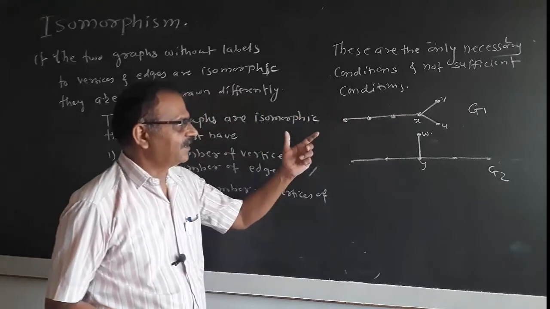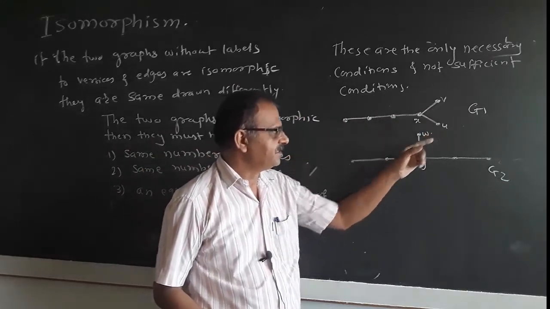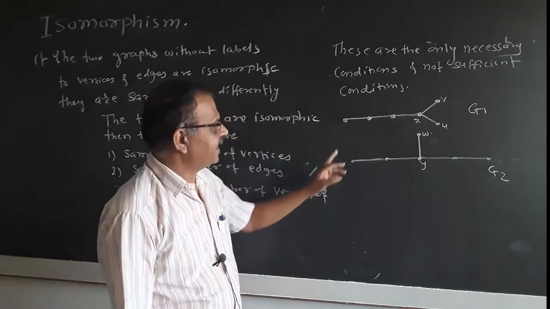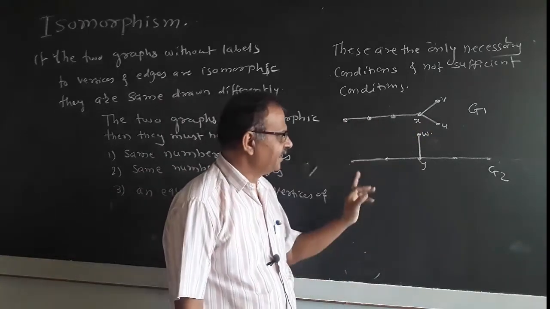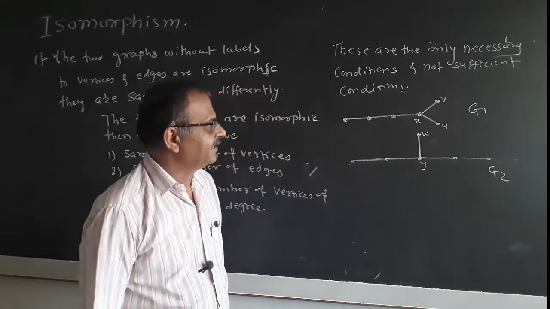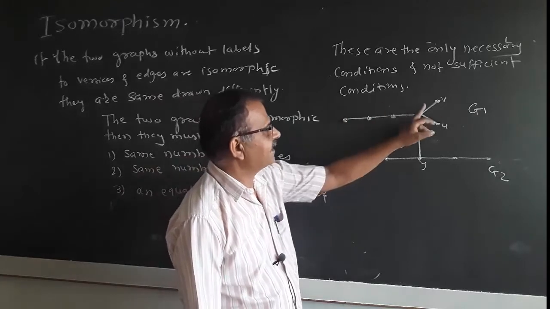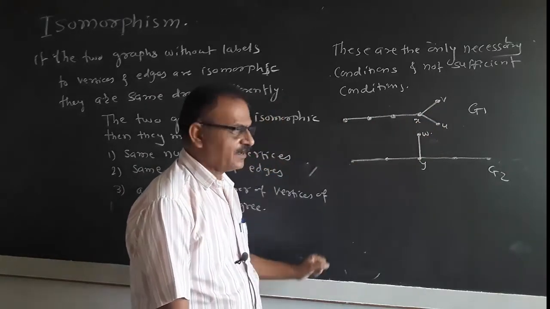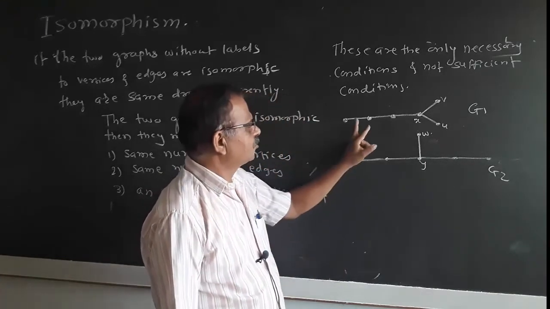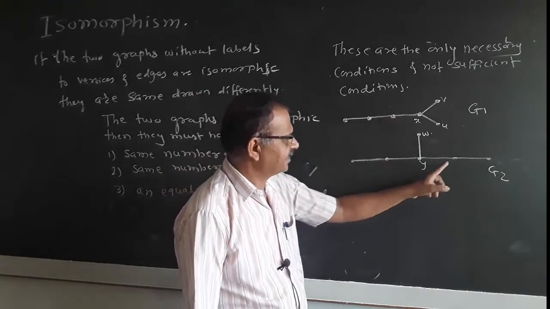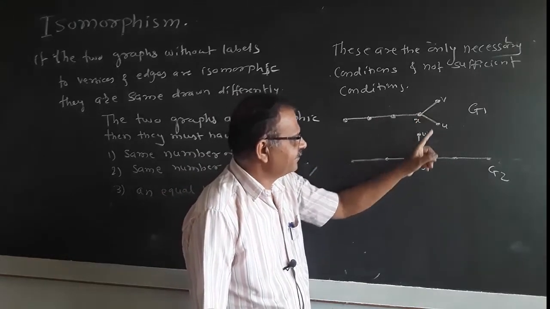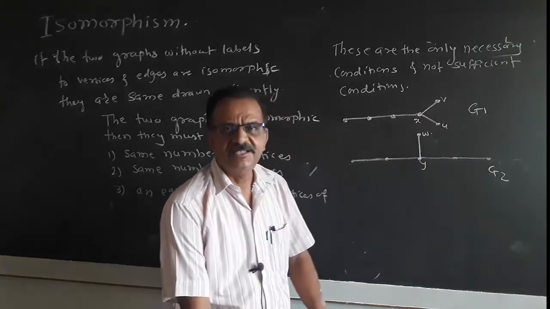Graph G1 has 6 vertices, 1, 2, 3, 4, 5, 6. Graph G2 also has 6 vertices. Graph G1 has 5 edges. Graph G2 also has 5 edges. Graph G1 has 3 vertices of degree 1, and G2 also has 3 vertices of degree 1. There are 2 vertices of degree 2 in G1 and in G2 also. And 1 vertex of degree 3 in G1 and 1 vertex of degree 3 in G2.